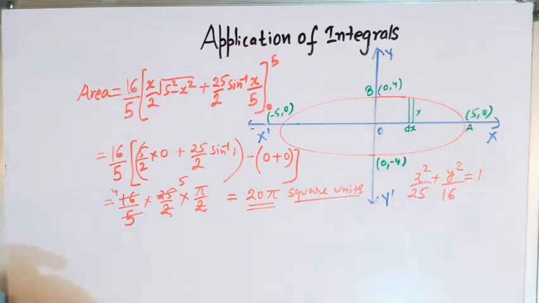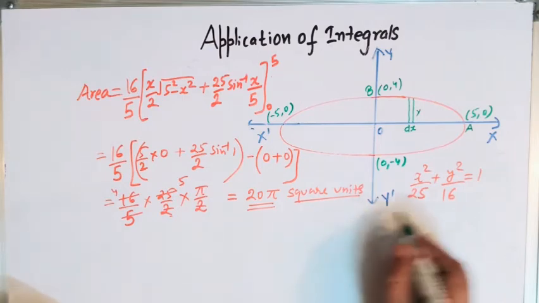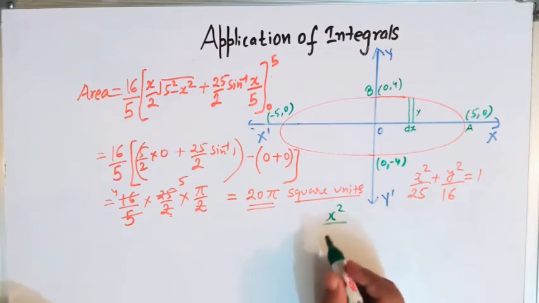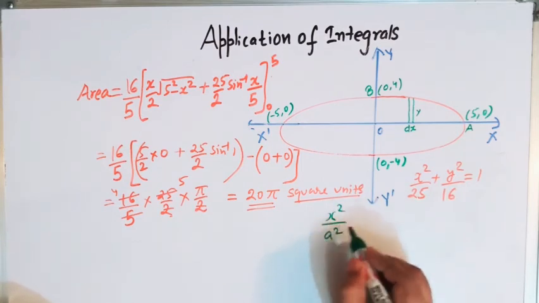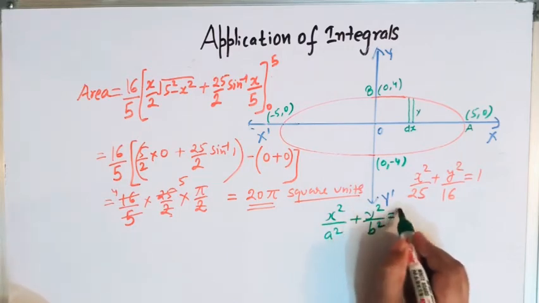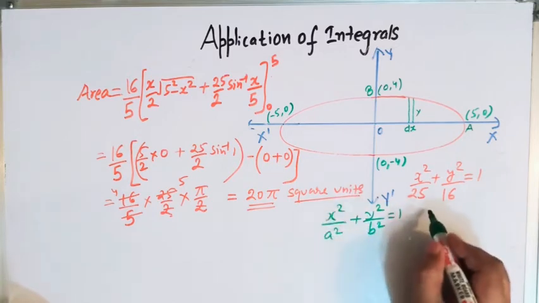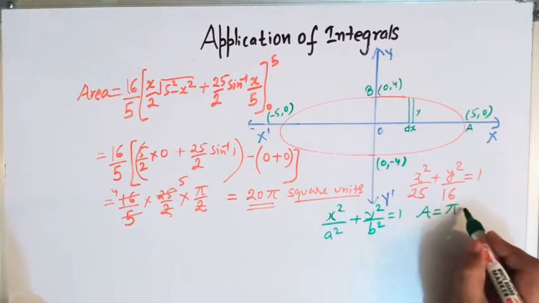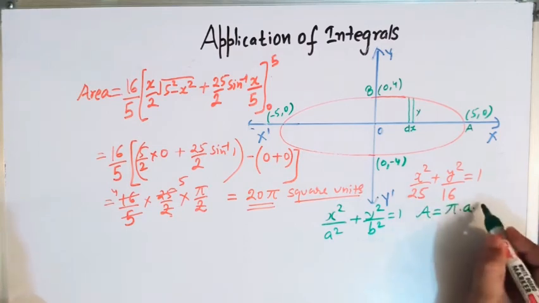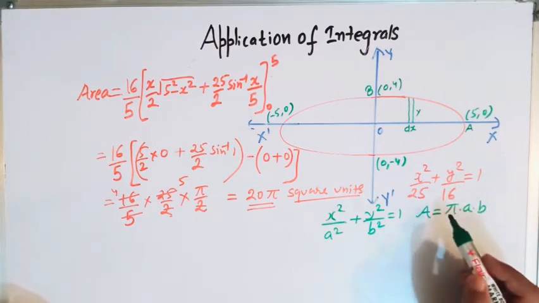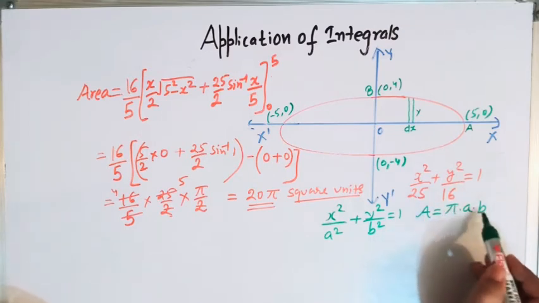And here I would like to tell you one important formula, that whenever we have an ellipse of this type, x square over a square plus y square over b square equal to 1, then the area enclosed by this ellipse is pi times a times b, right? So the area enclosed by an ellipse is pi a b, right?